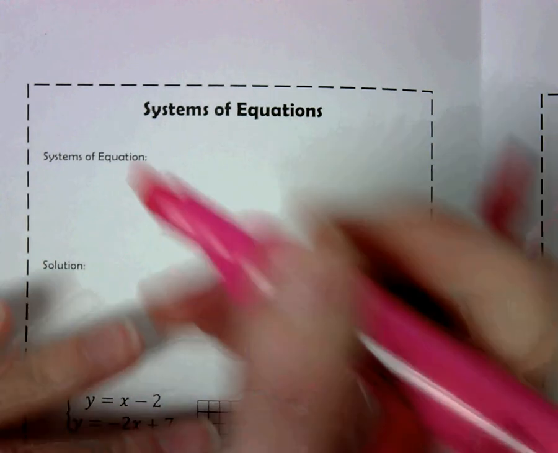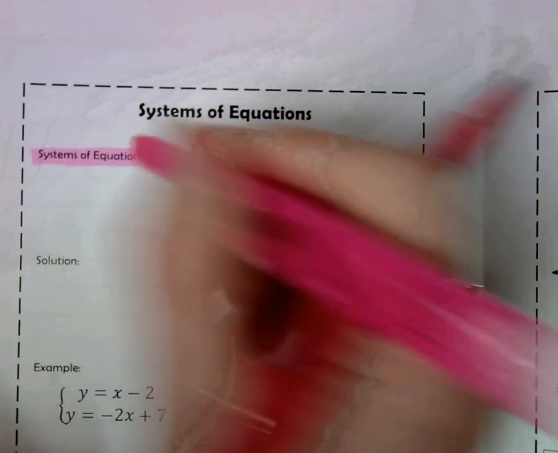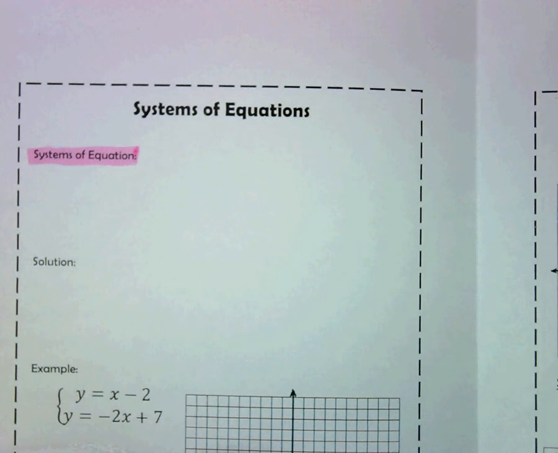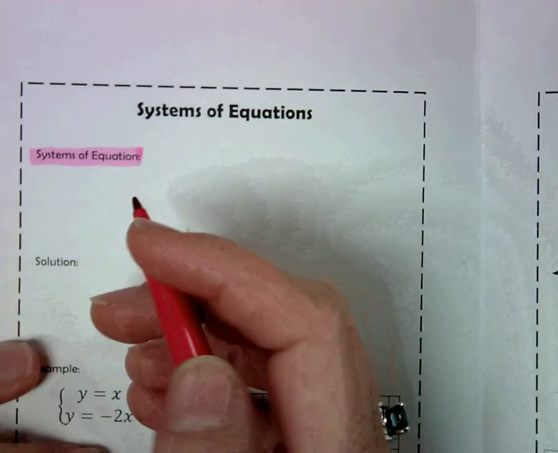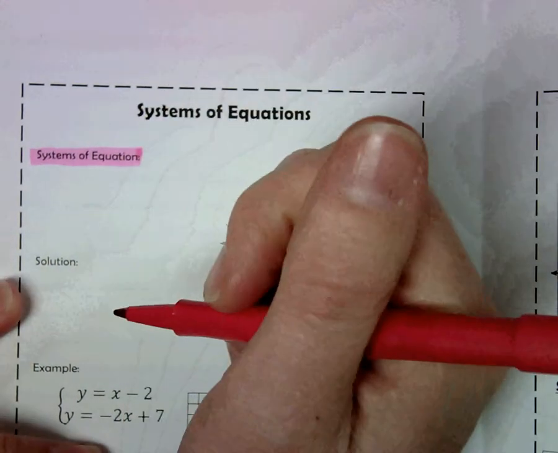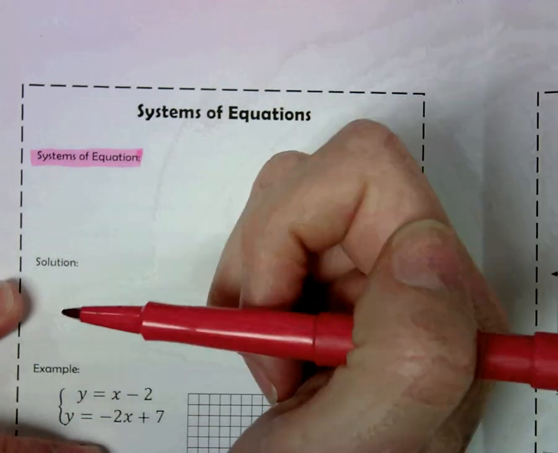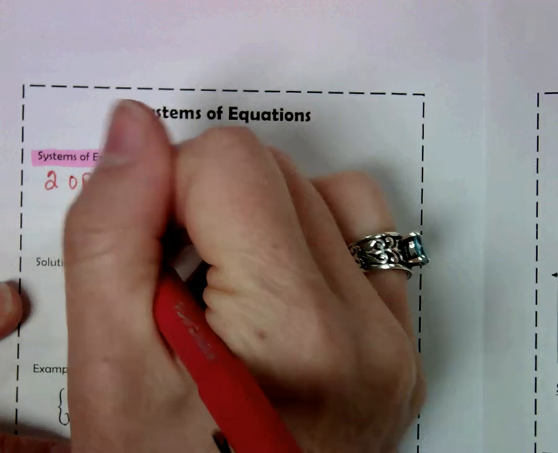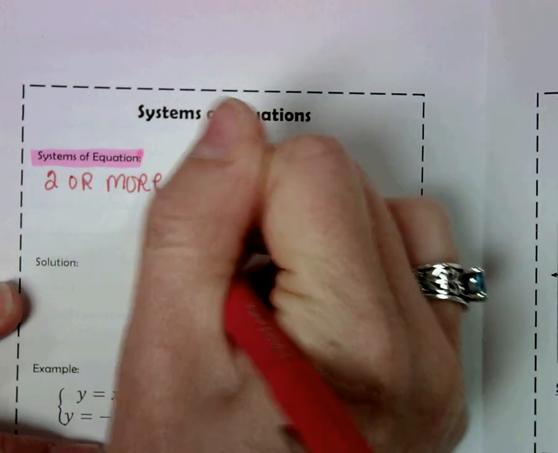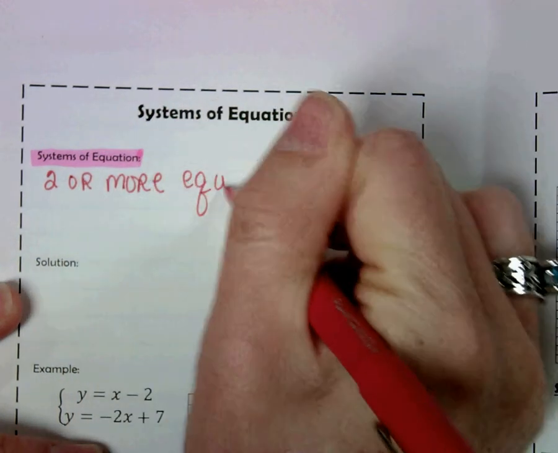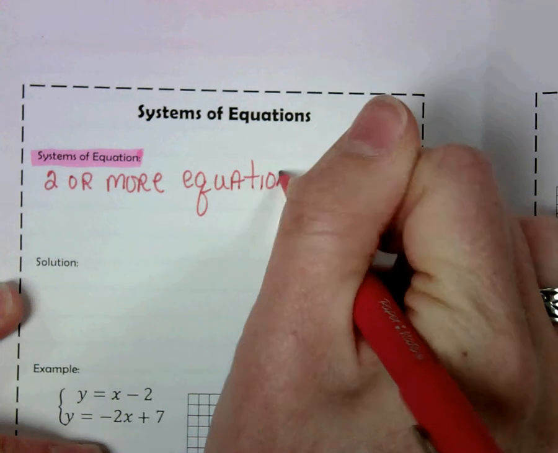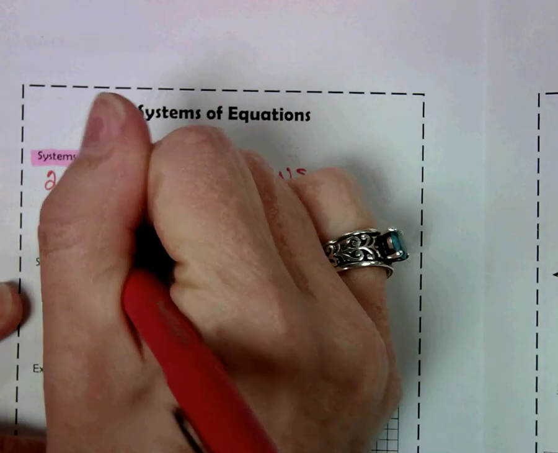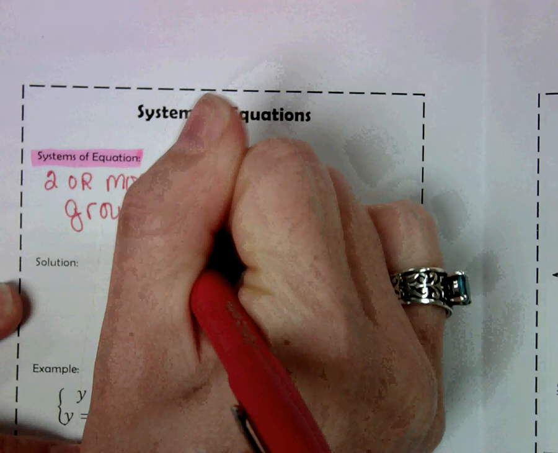Okay, so the first thing I want to take a minute to do in our notes is define what a system of equations is, because that's something you may not have heard before. And it's really pretty simple. We know a system involves multiple things. So a system of equations is just two or more equations grouped together.